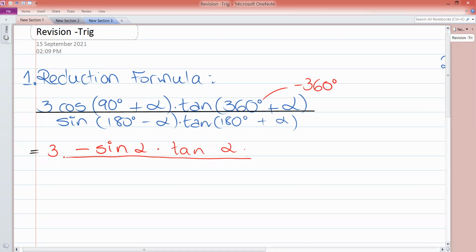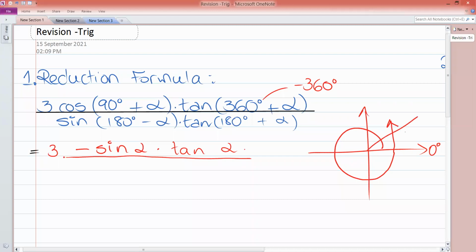Ma'am, can I ask why are we minusing 360 if it is 360 and not like 361? Okay, so if you look at this CAST diagram, remember we always start at 360. 360 plus alpha means you've made a complete rotation, right? That's your 360. Then what have you gone and done? You've gone and added alpha again. So that's why we have to subtract the 360, so that we make it an acute angle.